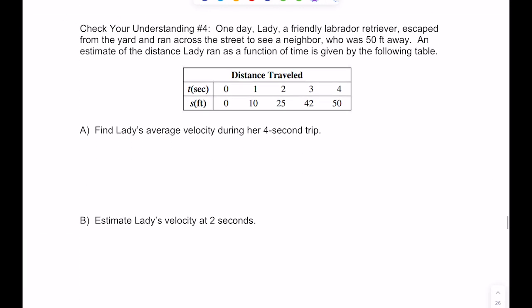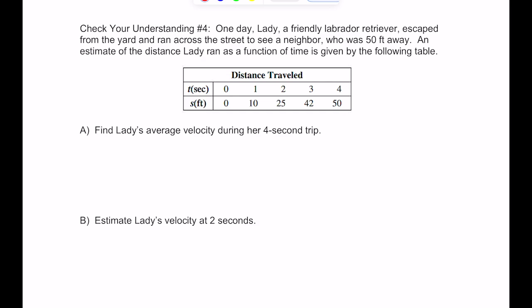In this last problem here, we have a problem about a dog named Lady, which says one day, Lady, who's a friendly Labrador Retriever, escaped from the yard and ran across the street to see a neighbor who was 50 feet away. An estimate of the distance Lady ran as a function of time is given by the following table. So here you have the distance traveled in seconds, and then you've got the speed in feet. We want to find the average velocity during Lady's 4-second trip, and then estimate Lady's velocity at 2 seconds.